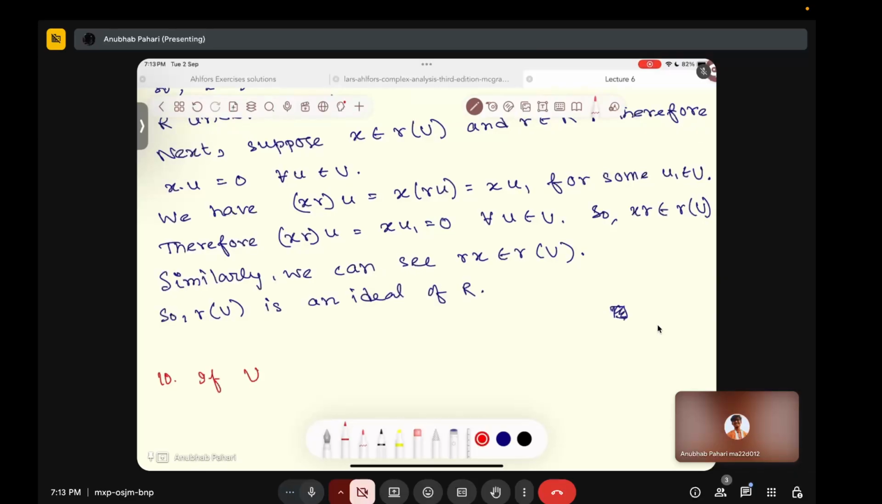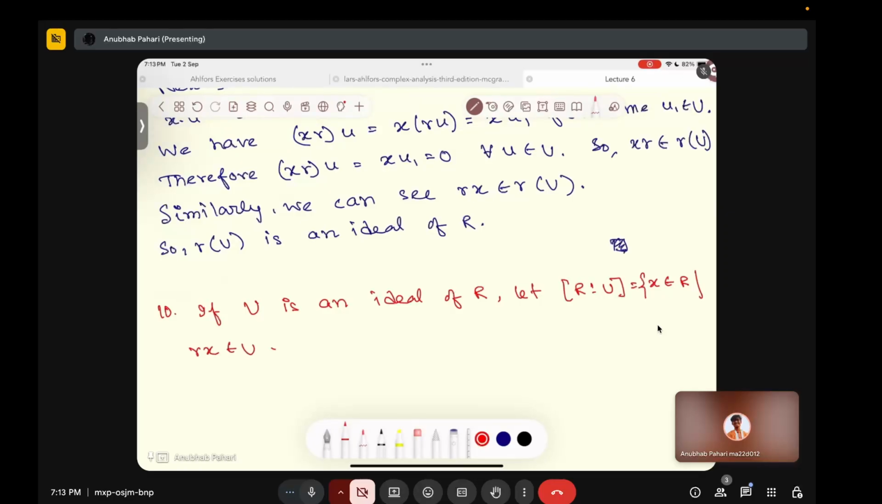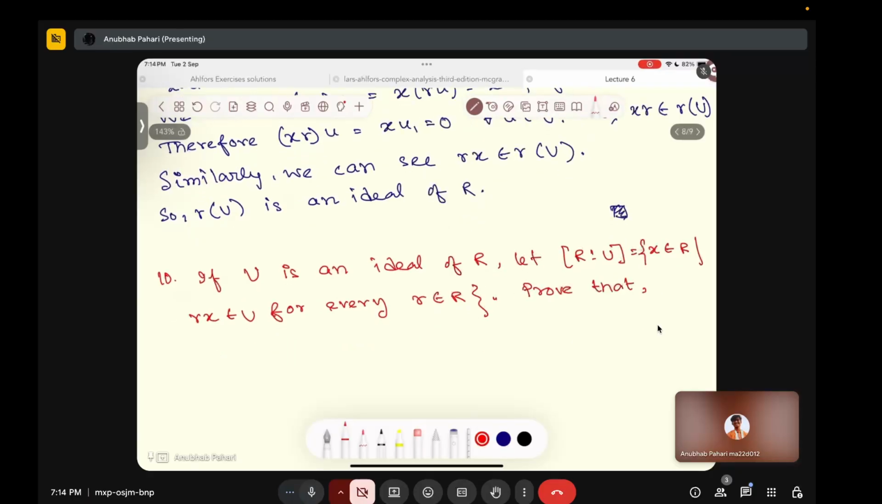And coming to your next question, that is, if U is an ideal of R, let R dot U equal x such that Rx belongs to U for every small r belongs to capital R. Now prove that capital R dot capital U is an ideal of R and it contains U.